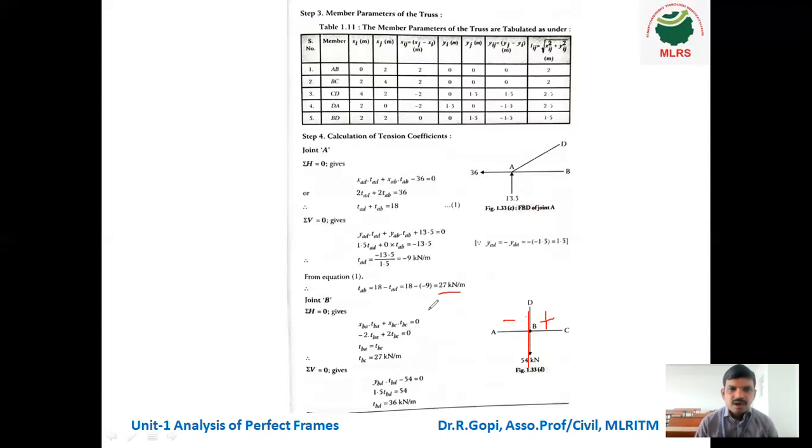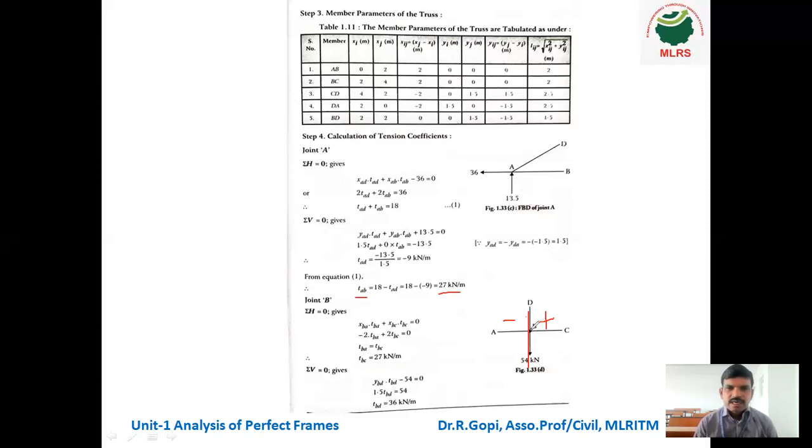So TBC we already found, I think, sorry, TBA. So TBA how much? TBA, TAB both are same. It is 27 kilonewton per meter. So same value in TBC also. Next, consider summation of V is equal to 0. In case of summation of V is equal to 0, only two forces will come.